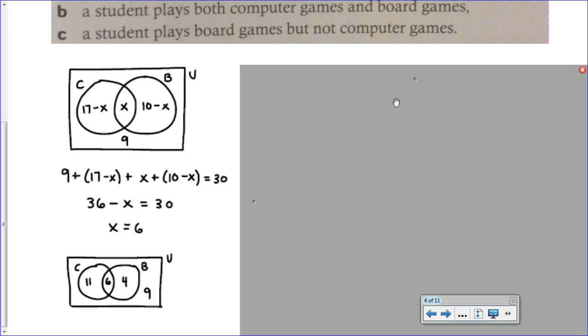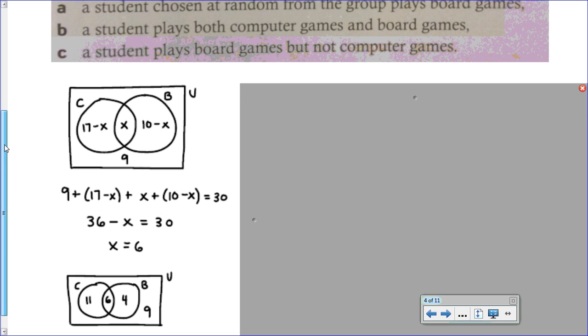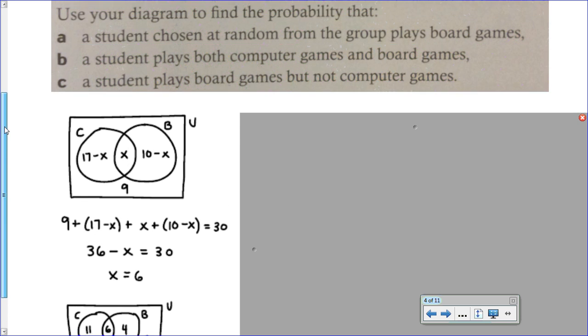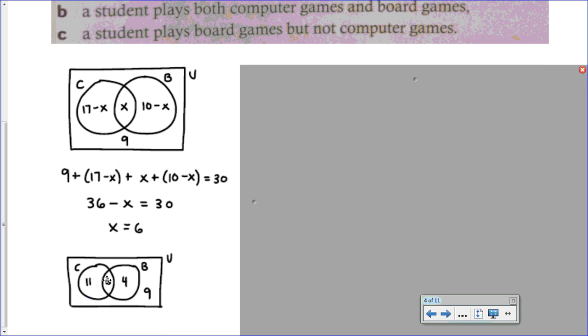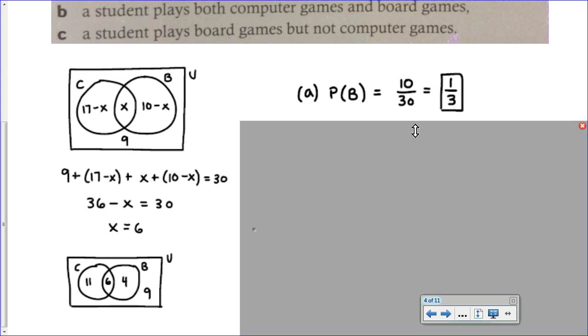So then we can answer probability questions from our complete Venn diagram. So question A says, what's the probability that a student chosen at random from the group plays board games? Well, that includes the 6 people in the middle and the 4 people who play exclusively board games, so 10 out of 30, which reduces to 1/3.